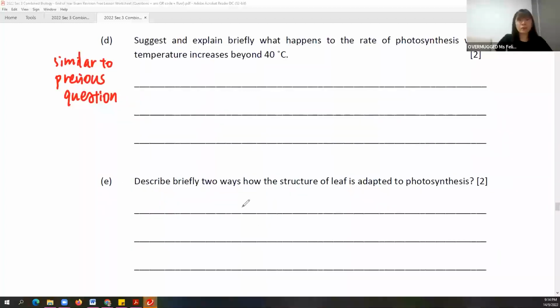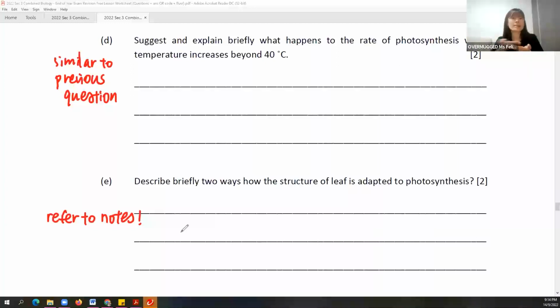Yeah, then for part E over here, this one: describe 2 ways how the structure of the leaf is adapted to photosynthesis. This one you just refer to the notes. Yeah, you just refer to your school notes. In there will actually be the different structures on how they can photosynthesize well.